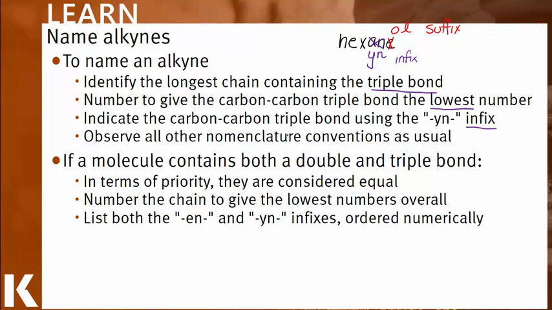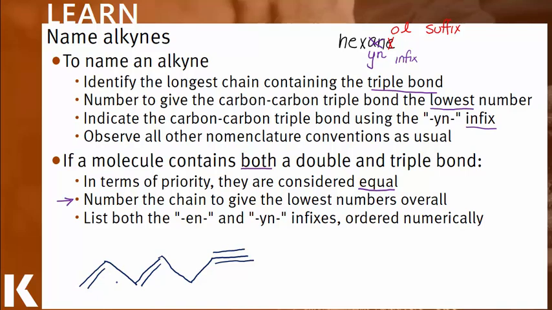And for the rest of the nomenclature, you would just use normal conventions for naming the substituents. Now things get a little bit more interesting when you have molecules that contain both double and triple bonds, because in terms of priority, double and triple bonds are considered equal. So in our naming, we have to use the lowest sum rule, and this is where we number the carbons so that we have the lowest sum of numbers overall.